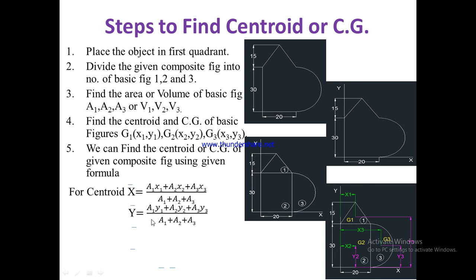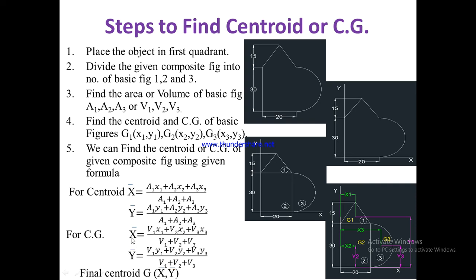So you have to learn this formula for x bar and for y bar. For the center of gravity, we have to place volume in place of area, because centroid is applicable to the plane lamina which is having area. Center of gravity is applicable to the plane lamina which is having volume. So in this way you can find out the centroid x bar, y bar, or center of gravity x bar and y bar. So final centroid will be G (x bar, y bar).